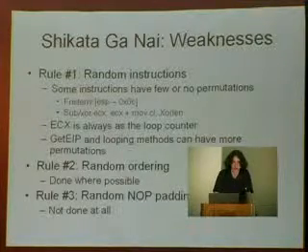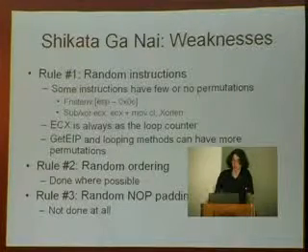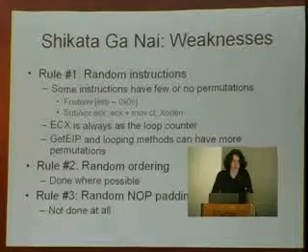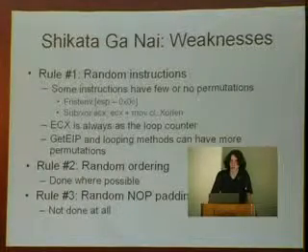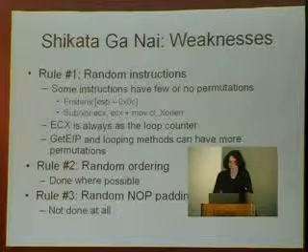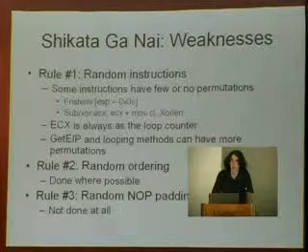For example, they always use the loop instruction to loop, and they always use the FPU FNSTENV instruction to get EIP. There are more possible permutations of this than just that. The weaknesses in rule number 2, random ordering of instructions: there are none. It's done where possible and it's done properly.